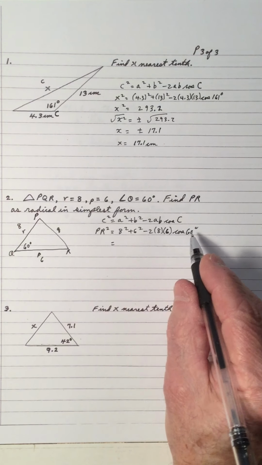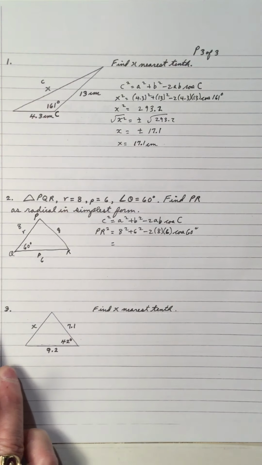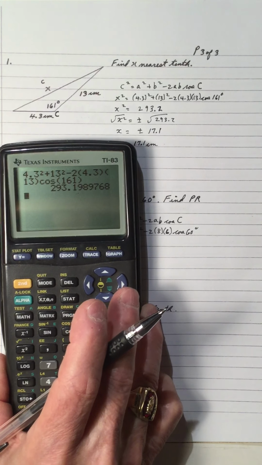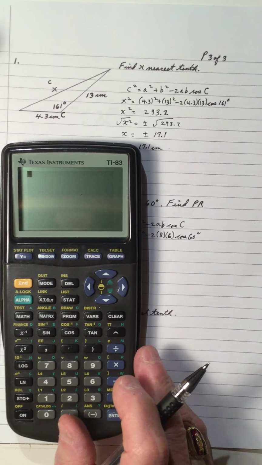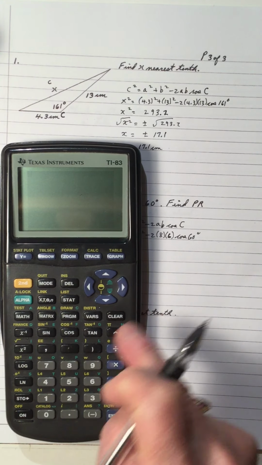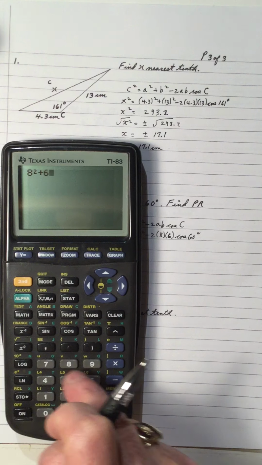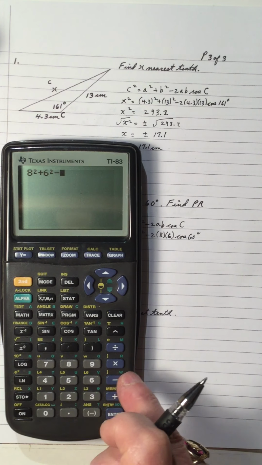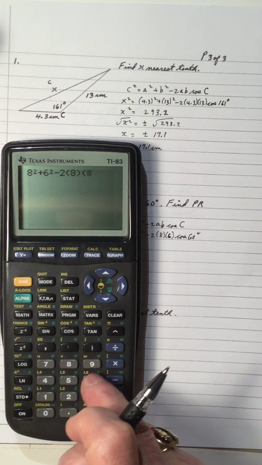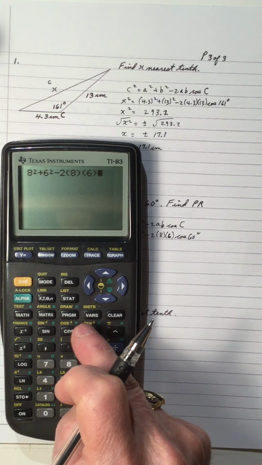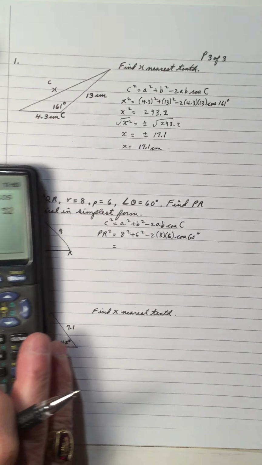So if I plug all this into a calculator, let's see what happens. Here we go. And you work these out. We have 8 being squared, 8 squared plus 6 squared, subtract 2 bracket 8 bracket 6 and cosine 60. And it comes up to a beautiful number called 52.